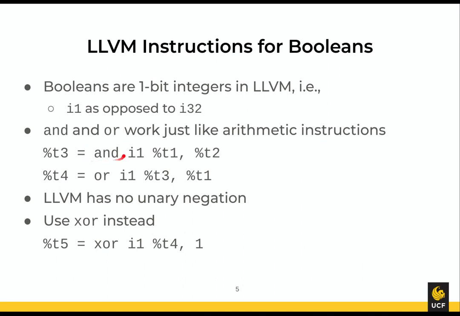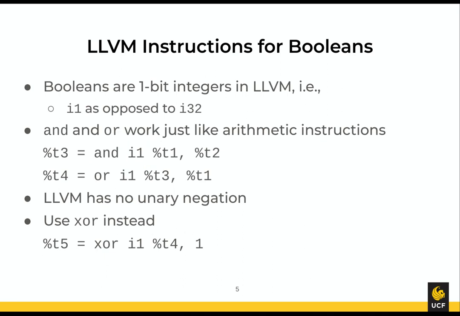In fact, strictly speaking, and can work for any number of bits, whatever your hardware supports. So and in Intel can work for 64-bit numbers. And if you remember from architecture, it just ands each bit pairwise, each bit of the two operands that you have. But for us, we don't need to use and in that way. We only need to use it for 1-bit integers. So LLVM does support and for more than 1-bit integers, but the way we're going to use it to implement our Boolean operators is just use it for 1-bit integers.